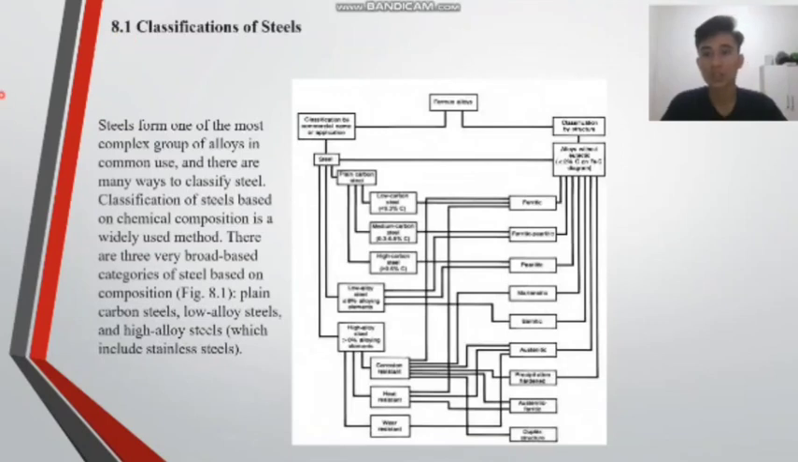8.1 Classifications of steel. Steels form one of the most complex groups of alloys in common use, and there are many ways to classify steel. Classification of steel based on chemical composition is a widely used method. There are three very broad-based categories of steel based on composition: plain carbon steel, low alloy steels, and high alloy steels, which include stainless steel.